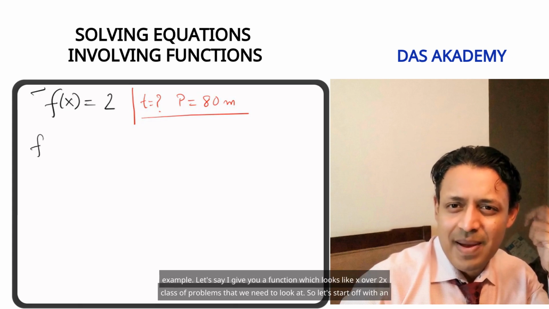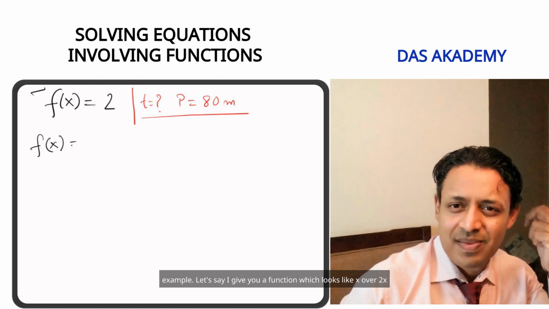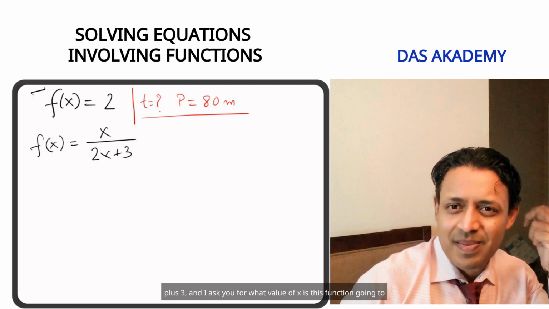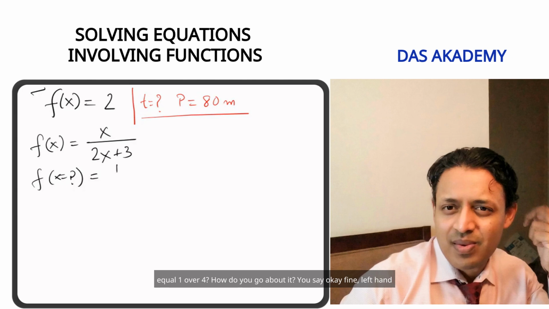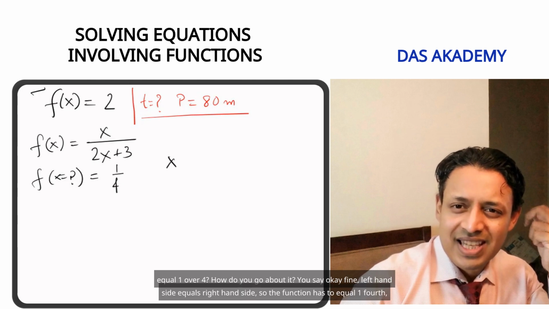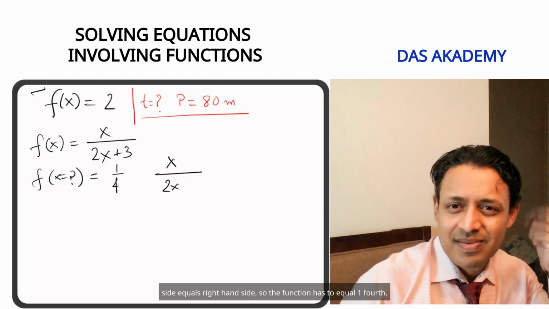So let's start off with an example. Let's say I give you a function which looks like x over 2x plus 3. And I ask you, for what value of x is this function going to equal 1 over 4? So how do you go about it? You say, okay, fine. Left hand side equals right hand side. So the function has to equal 1/4.